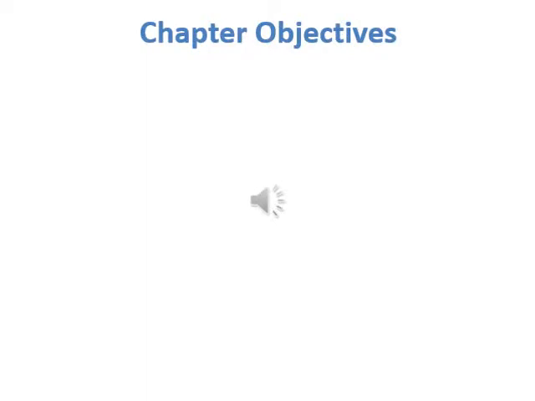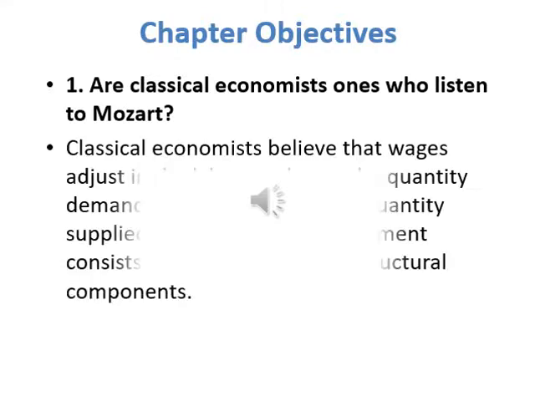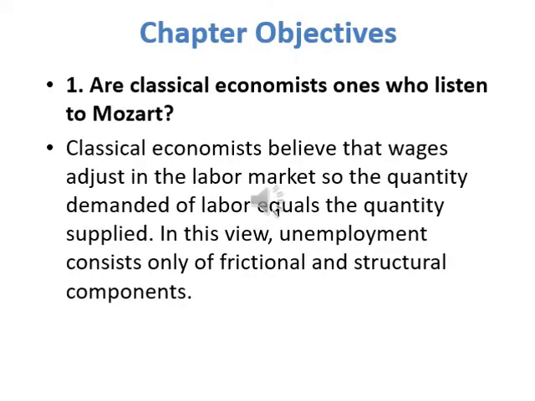Chapter Objectives. 1. Are classical economists ones who listen to Mozart? Answer. Classical economists believe that wages adjust in the labor market so the quantity demanded of labor equals the quantity supplied. In this view, unemployment consists only of frictional and structural components.